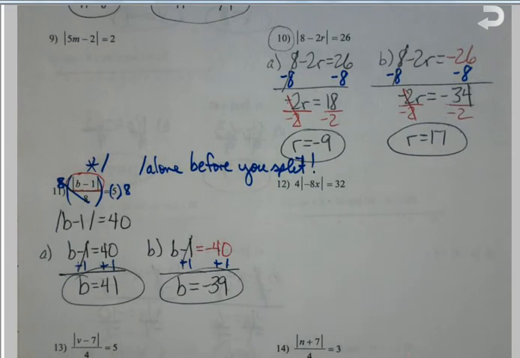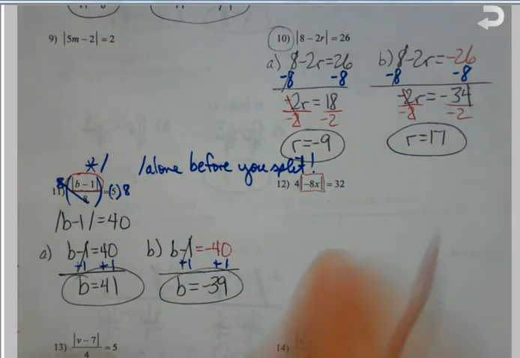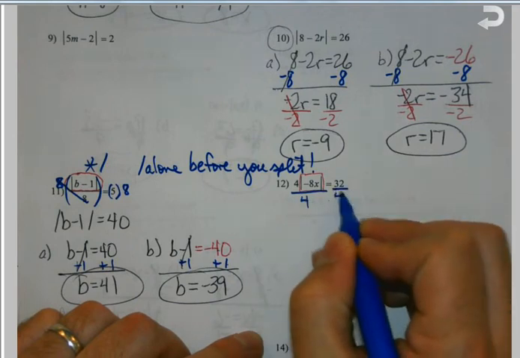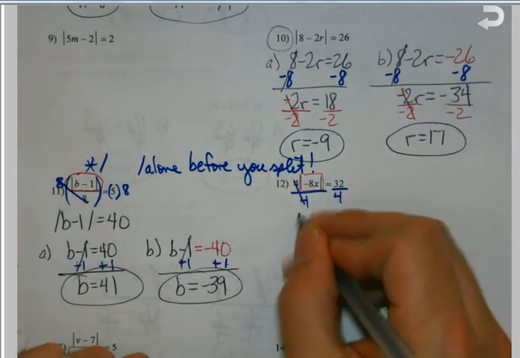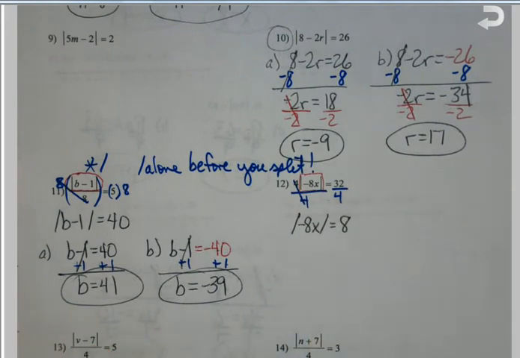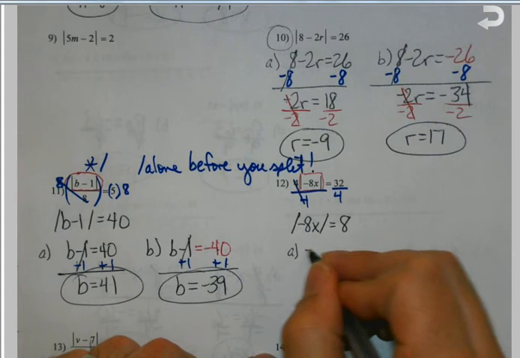So something kind of similar is going to happen on 12, except here's the difference. Here's my absolute value. This time I'm multiplying by 4. Well, I got to undo that. So I undo the multiply by 4 by dividing both sides by 4. Okay, I'm not splitting it yet. I'll do that in a minute here. So once I get that absolute value alone, now I can break it into the 2 pieces and get my answers.